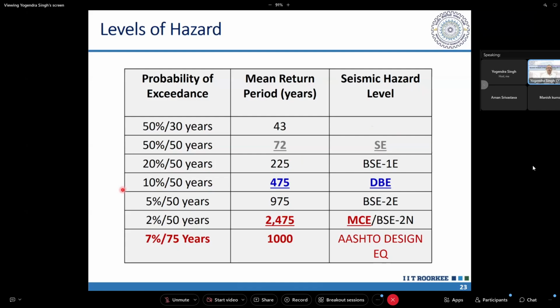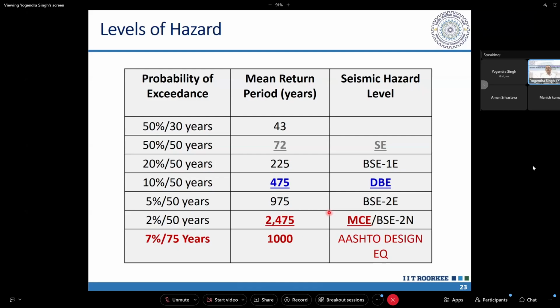Then another one which we commonly use in our design is this 10% probability in 50 years, 475 years. We call it design basis earthquake, and this level of earthquake is used for designing the structures. Now, it is somewhat paradoxical that we design our structure for DBE, but we want our structure not to collapse under MCE. So what is this MCE?